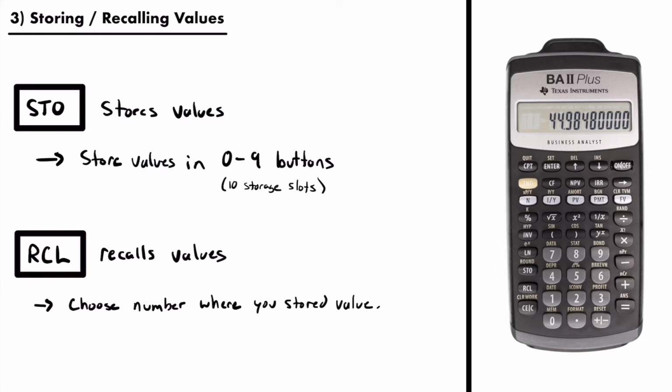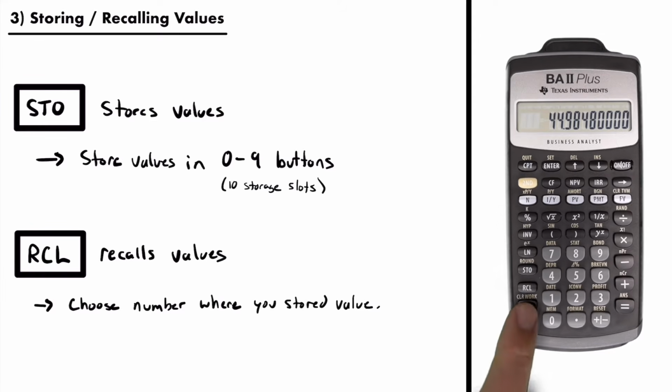Now, we have 10 different places that we can store values, and we store them in the 0 through 9 buttons, right? This 0 button, and then these 9 buttons in here. We can store a value in those buttons. So you can choose any of those 10 buttons that you'd like. I'm going to pick the 7 button just for this demonstration, and now it should be stored in that 7 button.